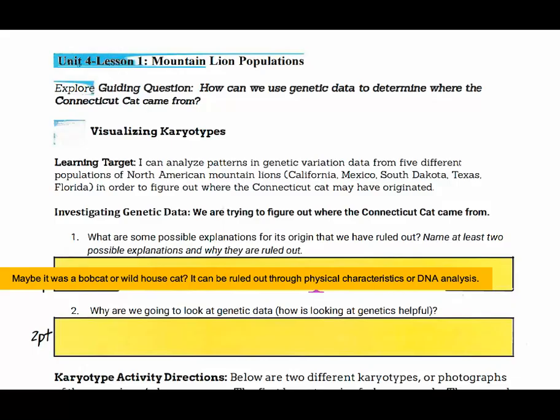So that leads us to our next question. Why are we going to look at genetic data, and how is genetics helpful? So the genetic data helps us determine relatedness, right? Just as in a paternity test, or origin.